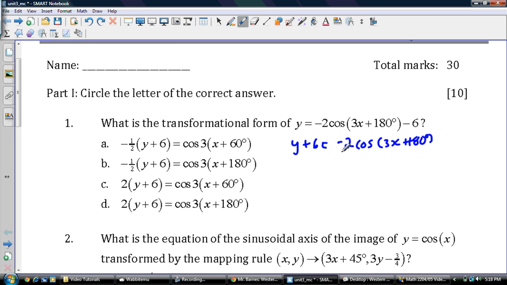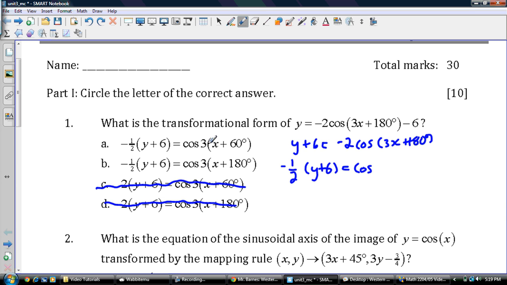So then I'm going to divide both sides by negative 2. So that's going to become a negative 1 over 2 outside here. So immediately, these are gone. Okay, it's got to have negative 2 on the side, so it's going to be y plus 6 is equal to cos. So we also can't have anything next to the x.